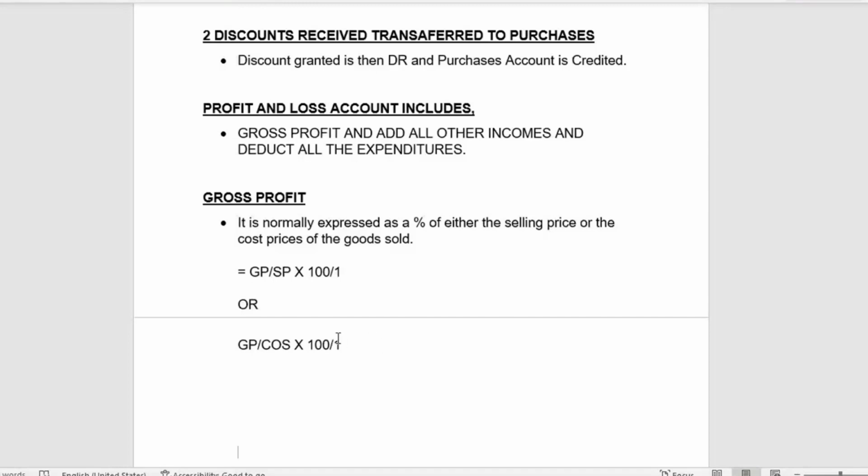Okay, the gross profit calculation, the example would go as follows. Let's say your gross profit is 200. The selling price, I just want to get a figure that will give me a neat percentage. Let's say it's 400. So this is what you're going to do. You say 200, you divide this by 400, and then you multiply this by 100, divided by 1.